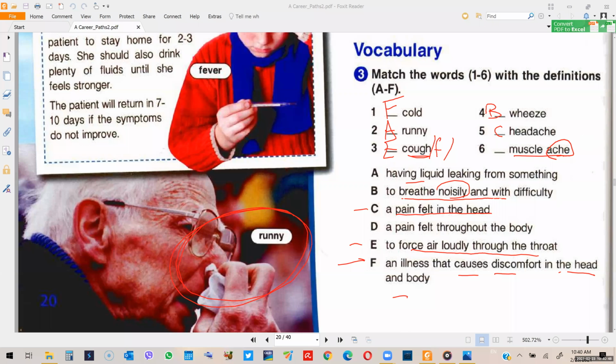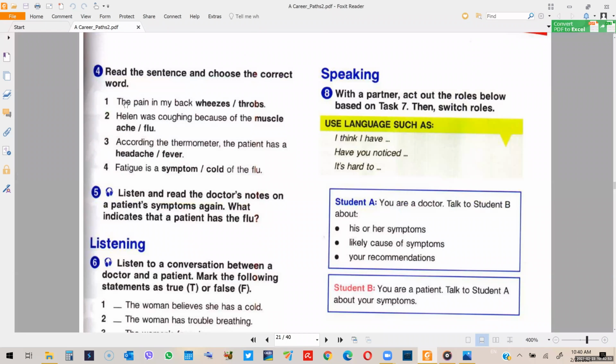So we now read the sentences again. We have sentences, and to finish them, choose the correct word. The pain in my back wheezes or throbs. Throbs means comes and goes. So something coming, going. This is called throbbing.